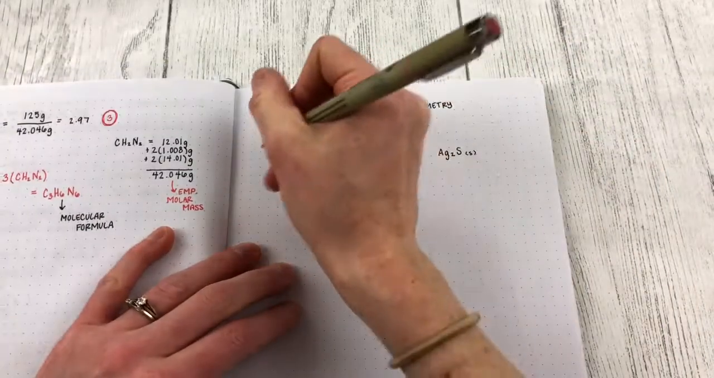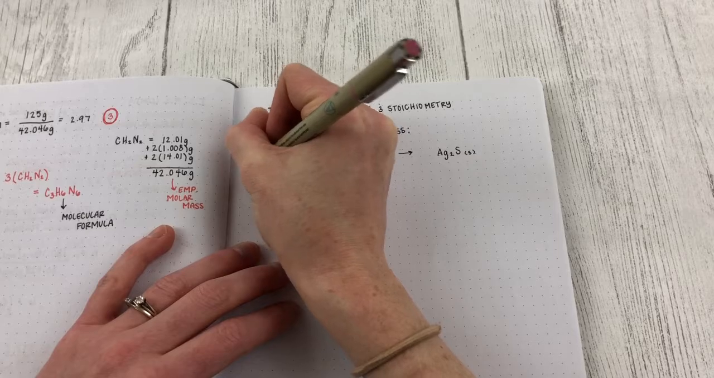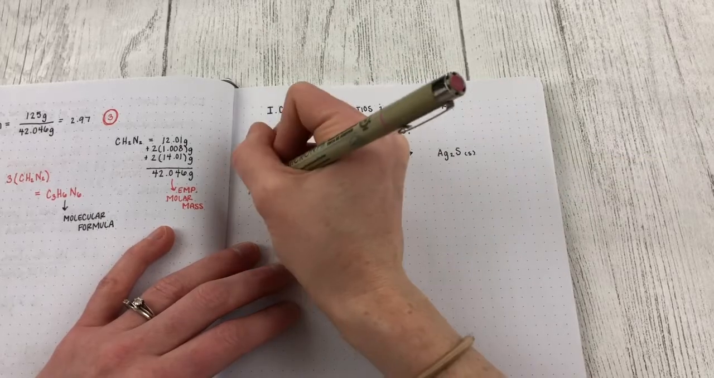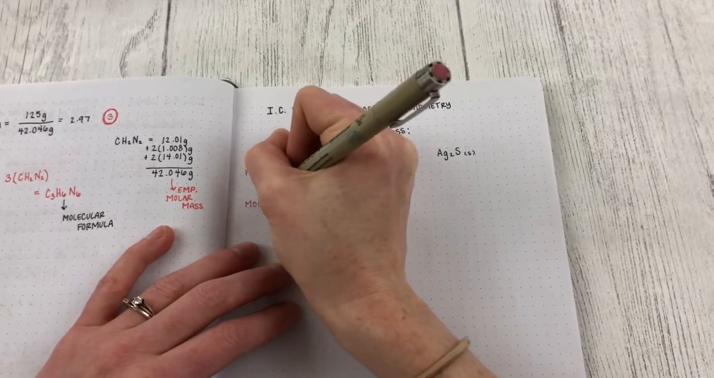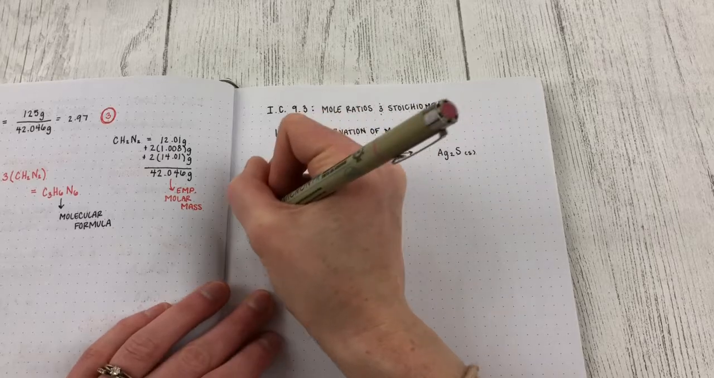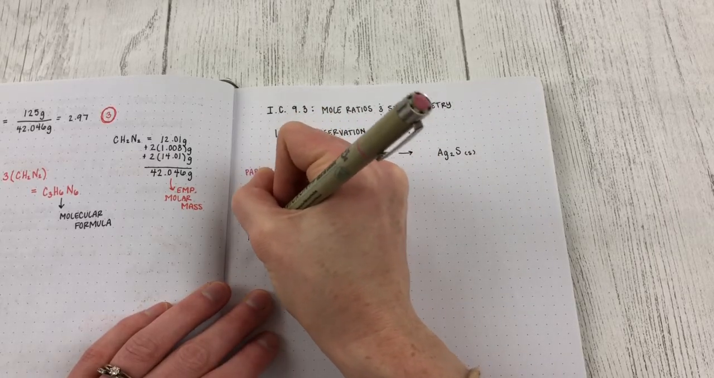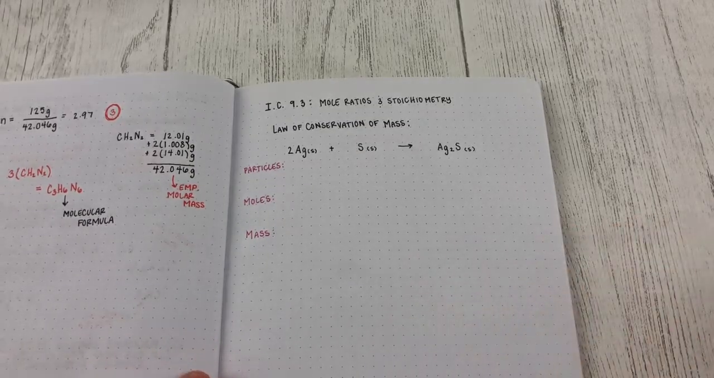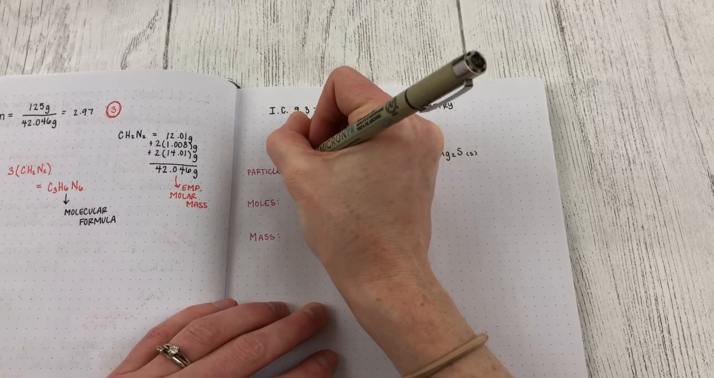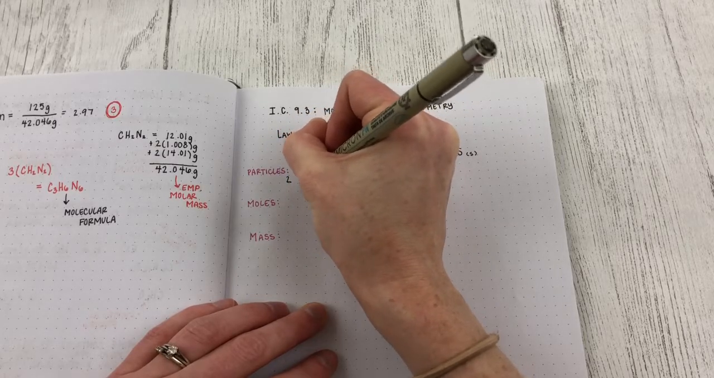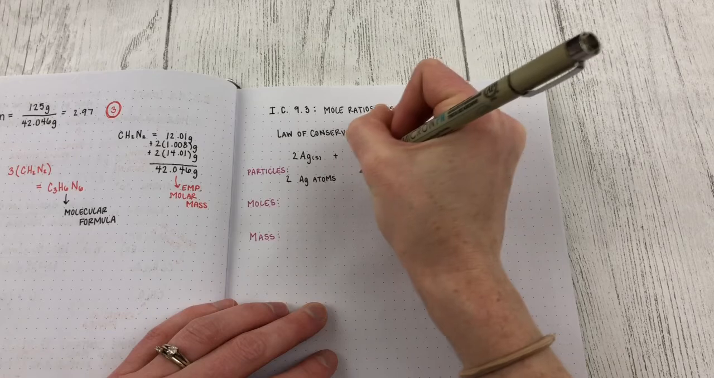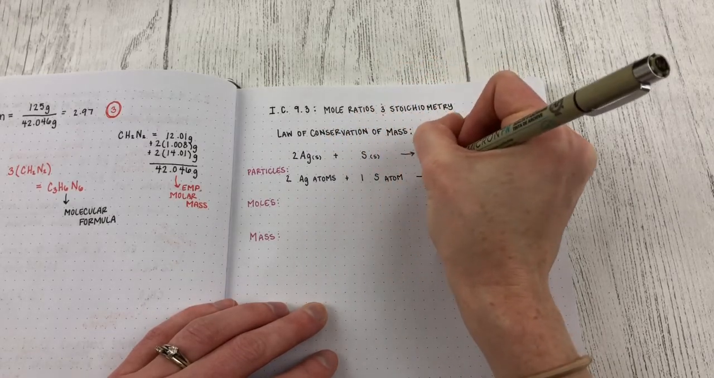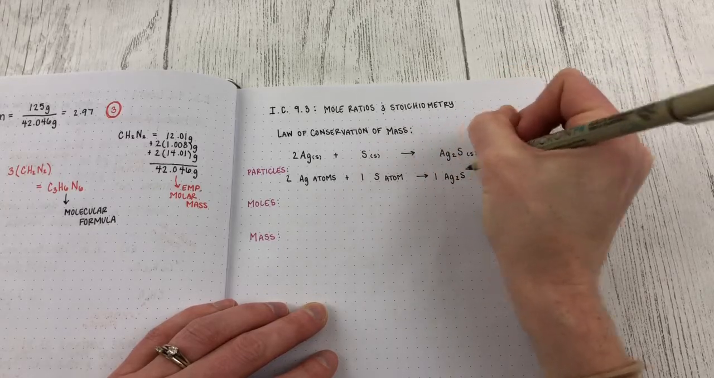So what this balanced equation actually means is, well, we can actually split up what it means into three different parts. We can talk about what it means in terms of particles, what it means in terms of moles, and what it means in terms of mass. And all of these kind of go along the same lines of law of conservation of mass, law of conservation of matter, etc. So if we look at the particle standpoint, from this equation, we can determine that two silver atoms will react with one sulfur atom to produce one silver sulfide molecule.